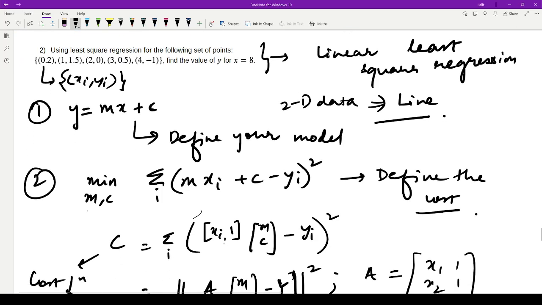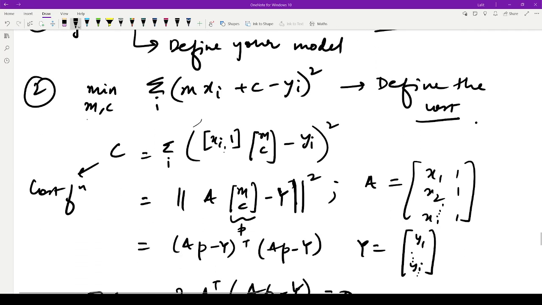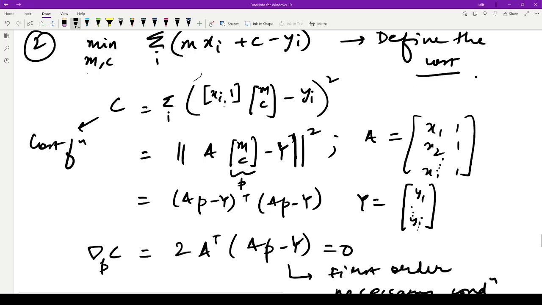Once we define this model, we'll pose the minimization problem, which is the least squares. Least because we are doing a minimization, and squares because we minimize the errors in a squared fashion. So what I did is just mx plus c minus y for each value of i, since we have data points xi and yi. Once we do this, I just rewrote it in matrix form, which is the norm squared of AP minus y.